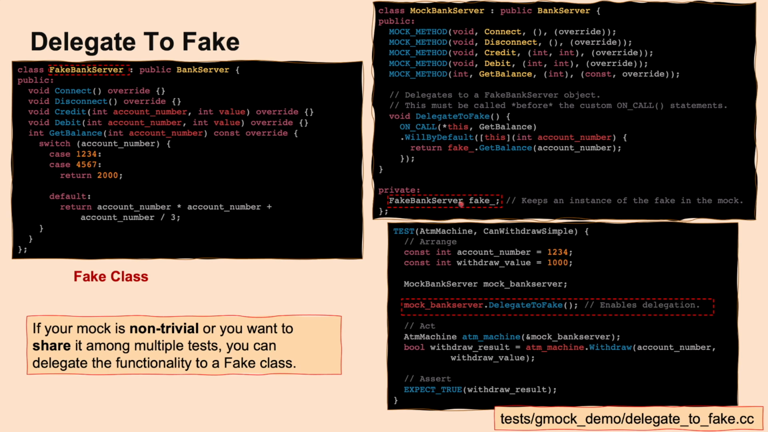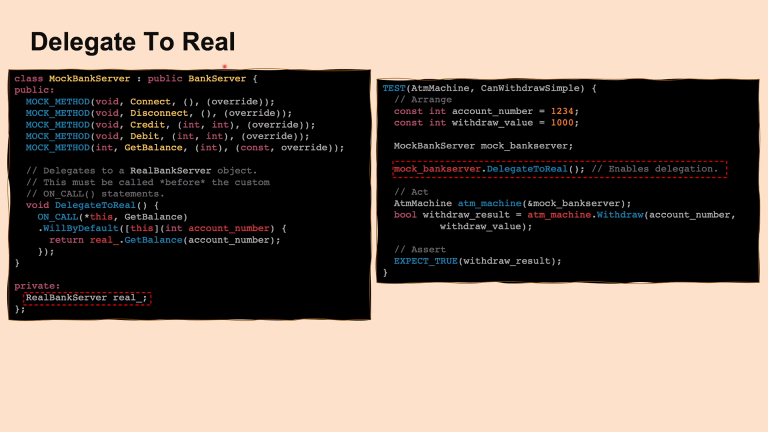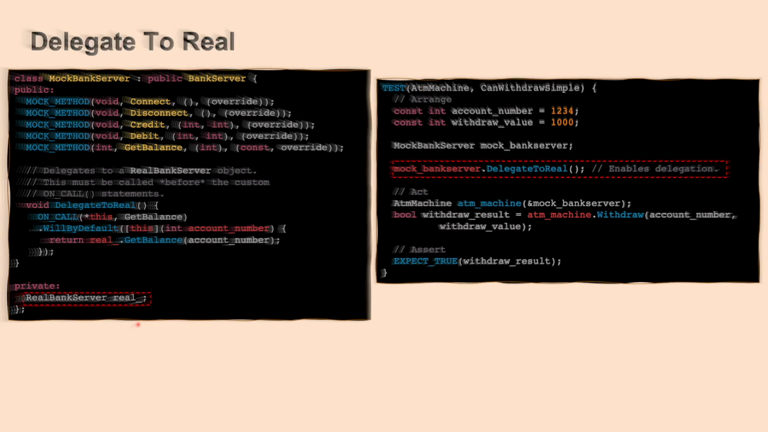And if you can delegate to a fake class, you can also delegate to a real class. Just like before, you can have your mock class have a member variable of the real class now. Using this delegate to real, I'm saying when the getBalance was called, rather than mocking it yourself, return what the real object would have returned. And inside my test, I can enable this delegation. And when getBalance is called here in withdraw, rather than specifying what the mock is doing, I can just delegate that functionality to the real object. Obviously, now my test is dependent on the real object.